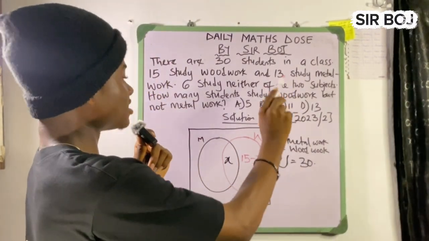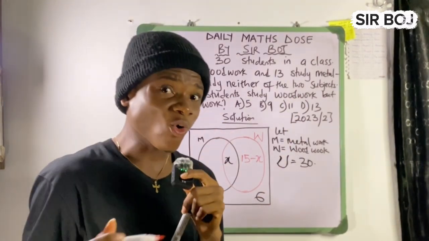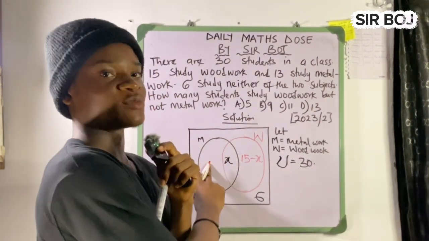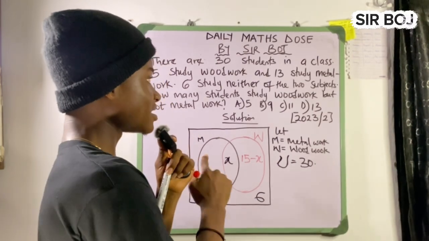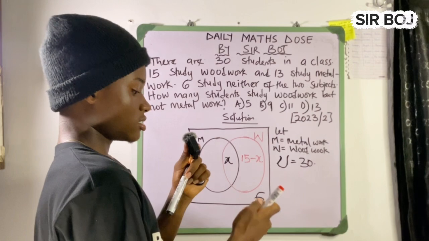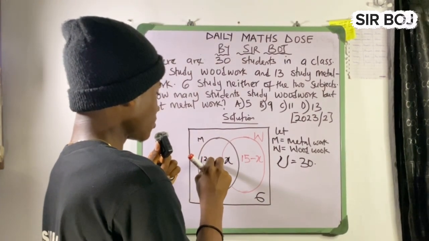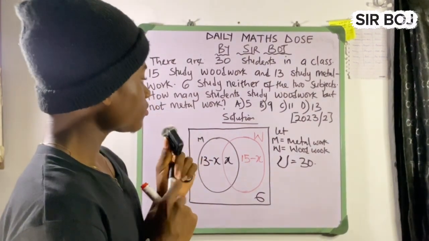The same way for students who study metalwork. The number of students that study metalwork only is not going to be just 13 here. No, we would be wrong. 13 is for here and here. We are looking for metalwork only, so it's going to be 13 minus X. For great definition, we're going to use the black biro. 13 minus X.